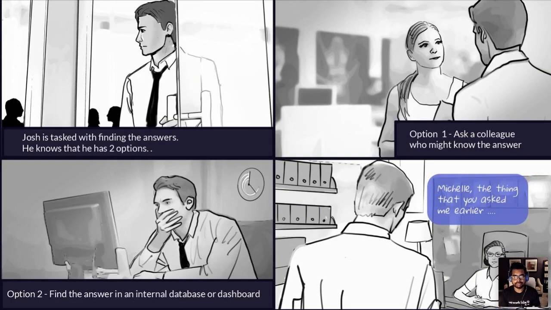Now, he knows he has a couple of options. He can either go ask a colleague, or he can go look through some internal database or dashboard that he has access to. With people working remotely, most likely it'll be option number 2, and it takes some time. It can take anywhere between 10 minutes to an hour, depending on how complex the question was. And he comes back and provides the answer to the person who had originally asked. Now, this takes a while, and by the time he returns, the need for the question may have passed or something else has come up. And hundreds of thousands of such questions get asked in a large company every single day.